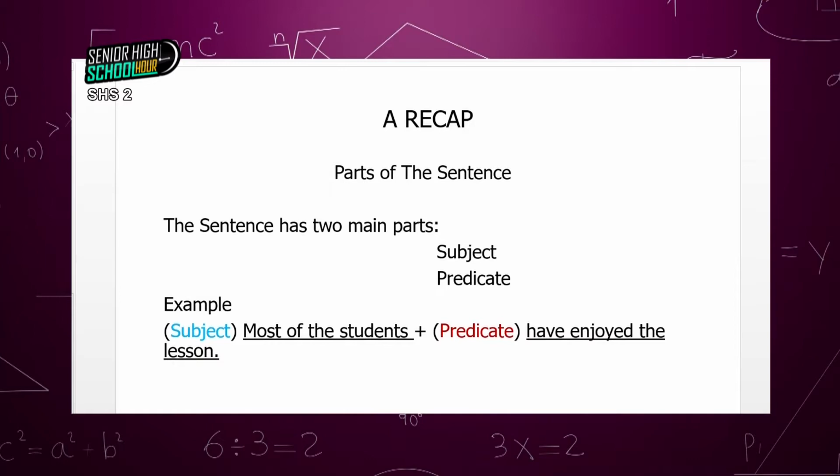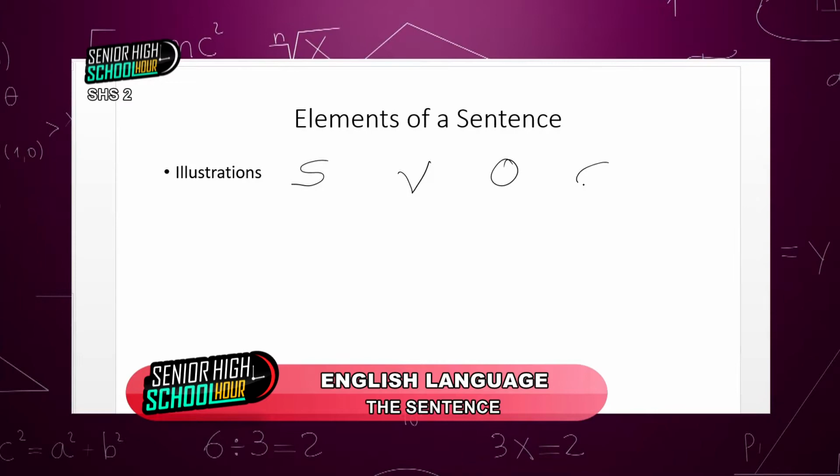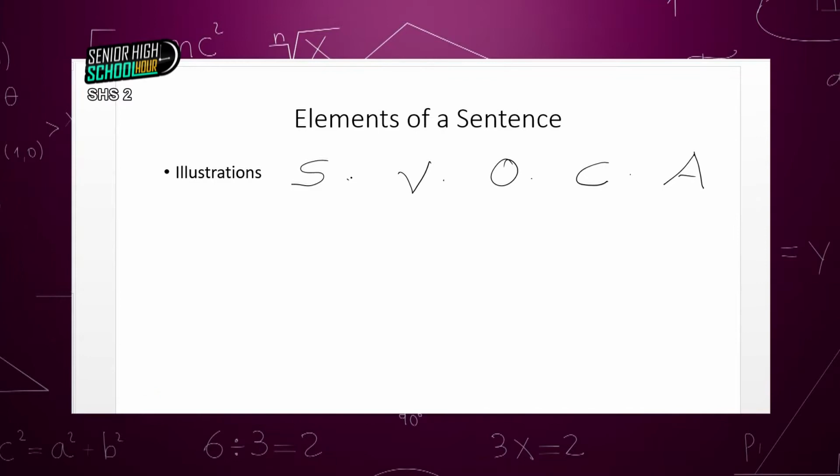From here, we went on to analyze the elements in the sentence, apart from just finding the two parts. And we have learnt that in the sentence, once we have found our verb and we have seen our subject, there could be other things. And we said those things could be looked at as S for subject, V for verb, O for object, C for complement, and A for adjunct. We have said that it is not difficult to find a verb and the subject.